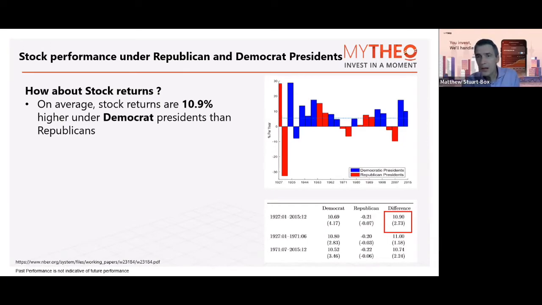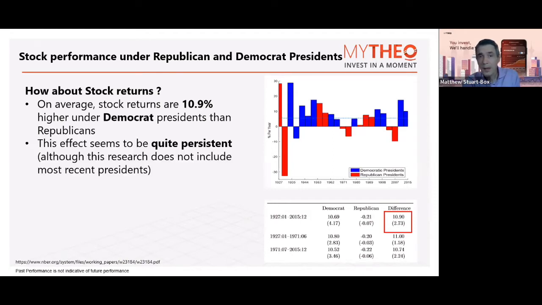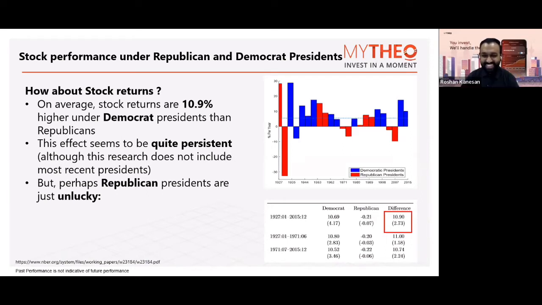And in this case, even if you look at more recent data, the effect is still there. This part down the bottom here, just looking over the last 50 years or so, has essentially the same result, a nearly 11% spread, which is quite surprising. But then when you look in a little bit more detail, you could argue that perhaps it's just the Republican presidents are just plain unlucky.